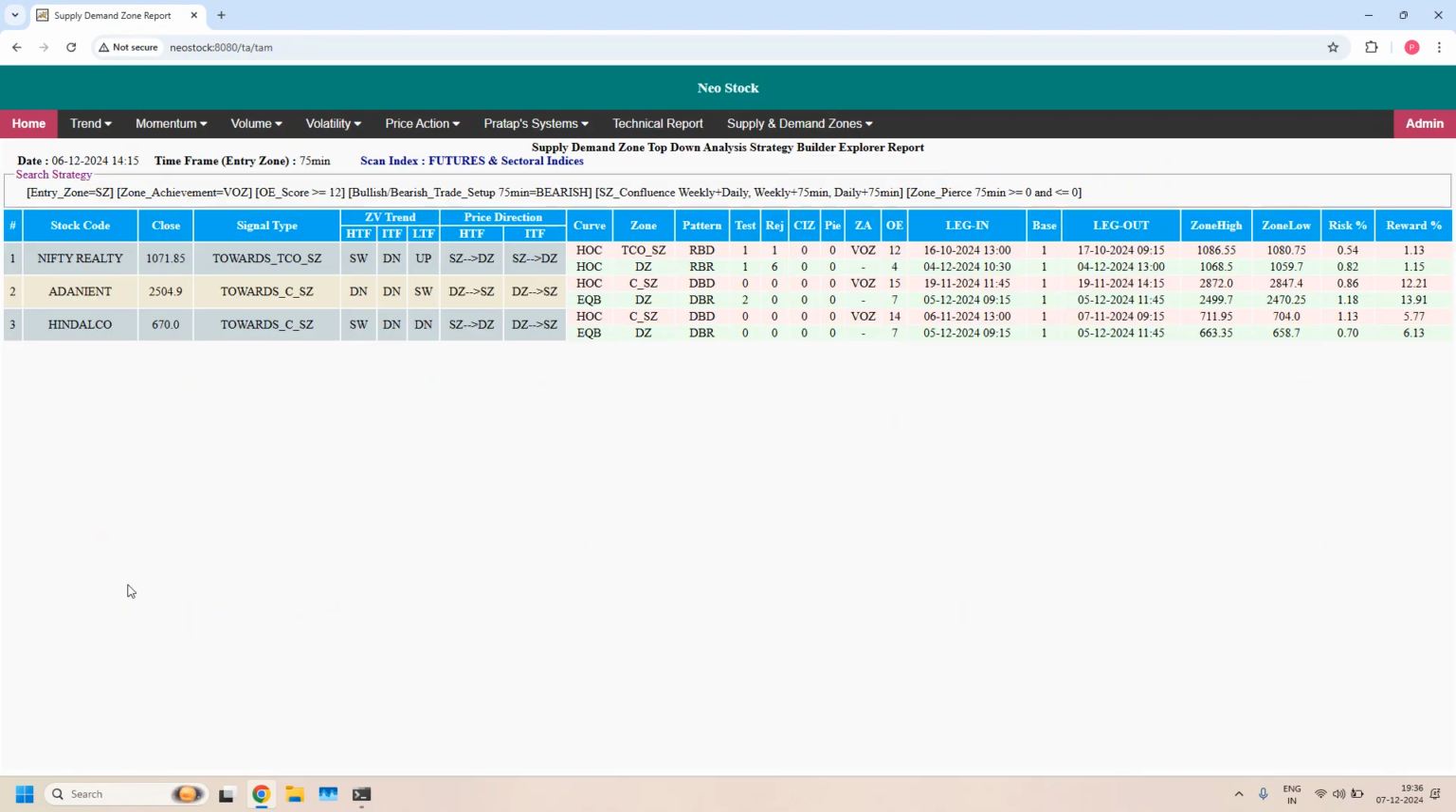In all the 3 stocks, the daily supply zone and 75 minute supply zone are part of the weekly supply zone. And weekly trend is down in only one stock. If this is having weekly EMA confluence, it is even more high probability setup supported stock.